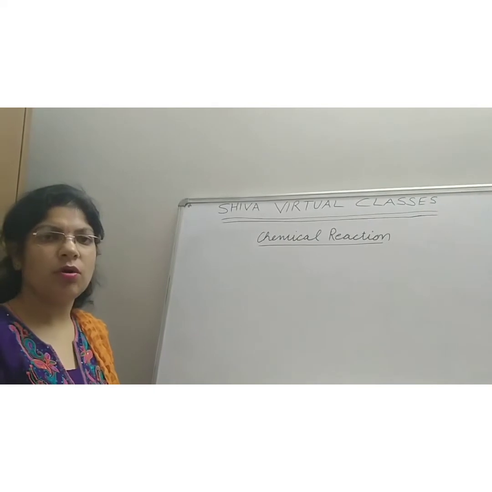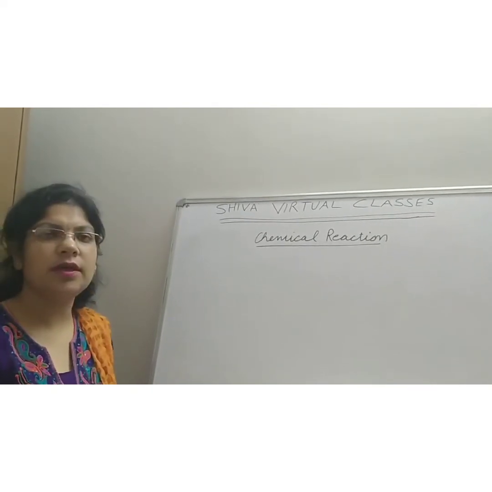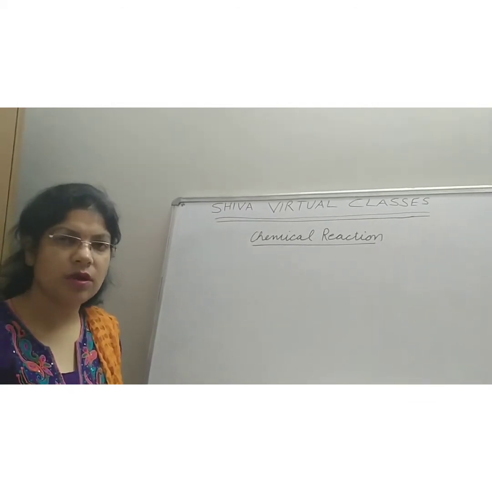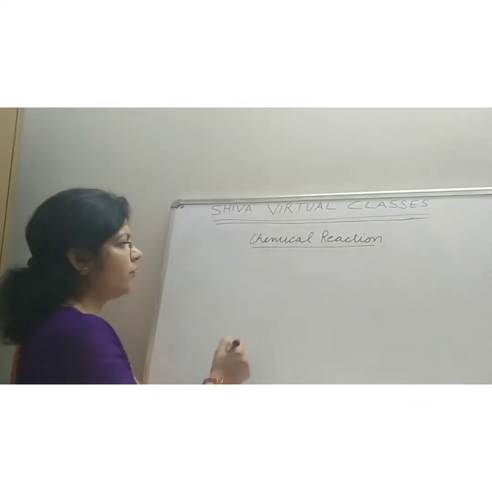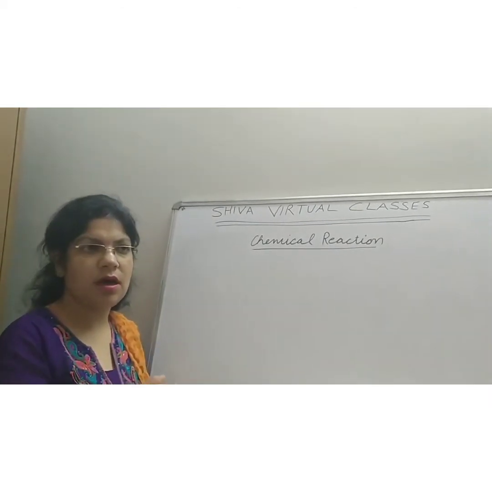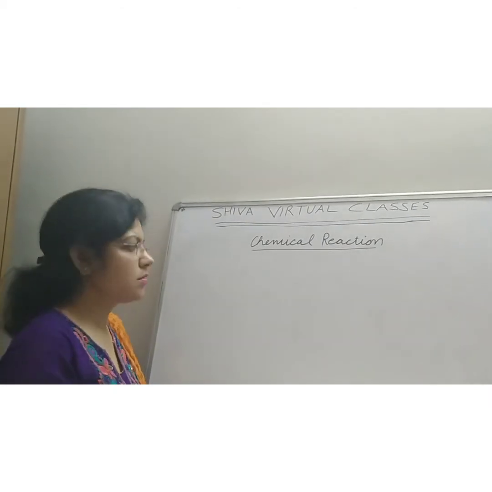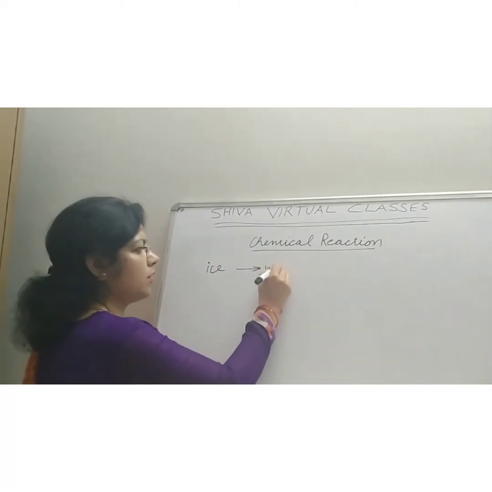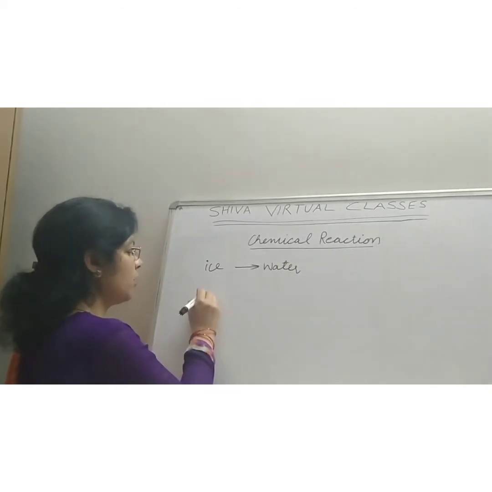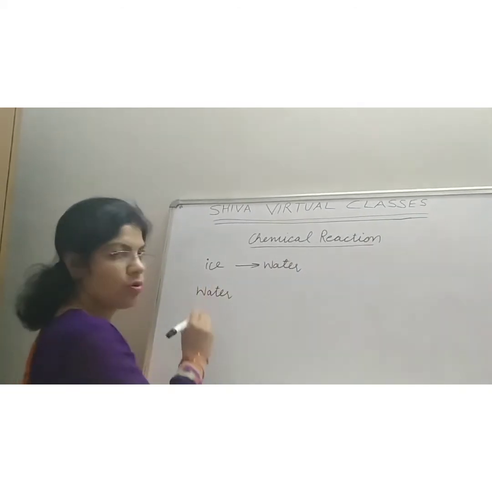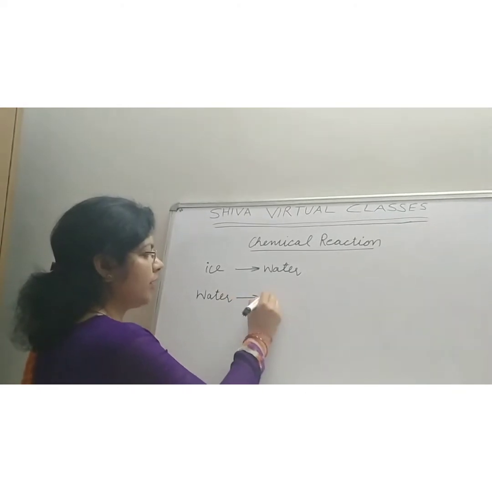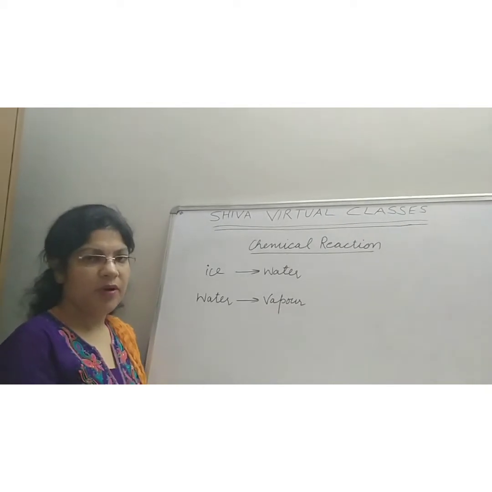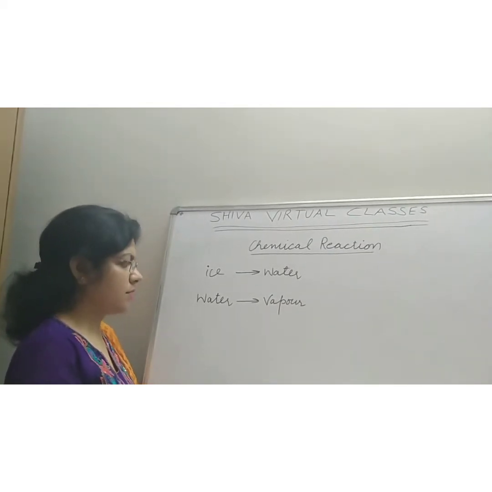Chemical reaction or chemical equation basically depends upon the changes that we see in our daily life around us. Basically in daily life there are a number of changes that we notice, just like ice converts into water. Similarly, when water is put on the floor, it gets evaporated and converted into vapor phase or gaseous phase.